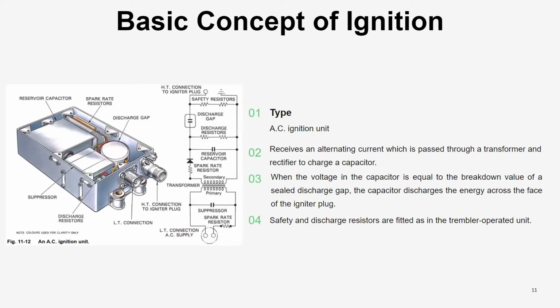There is another type, which is the AC ignition unit. It receives an alternating current which is passed through a transformer and rectifier to charge a capacitor. When the voltage in the capacitor is equal to the breakdown value of the discharge gap, the capacitor discharges the energy across the face of the igniter plug. The safety and discharge resistors are fitted as in the trembler operated unit.